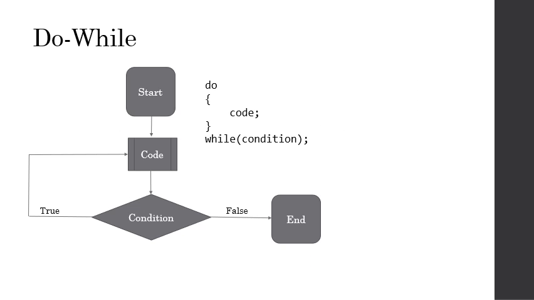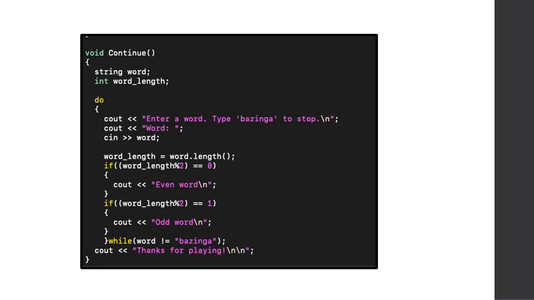The next iteration statement is the do-while loop. The do-while loop functions almost identically to the while loop. The only difference is that the code is run first, then the condition is checked. This is really handy if you need your code to run at least once before checking the condition. Let's look at an example of a do-while loop.